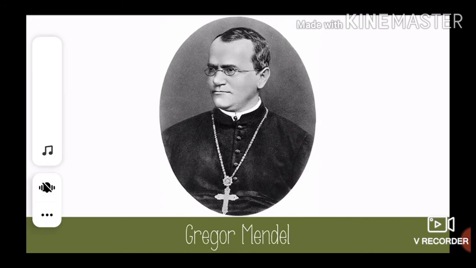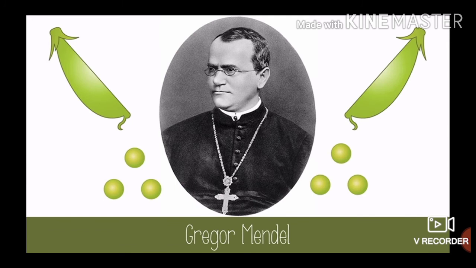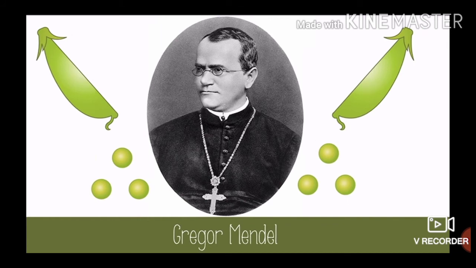Between 1856 and 1863, Gregor Mendel, an Austrian monk, grew and studied peas. That probably doesn't sound that exciting, but what he learned about genetics changed everything. Let's look at what he did.